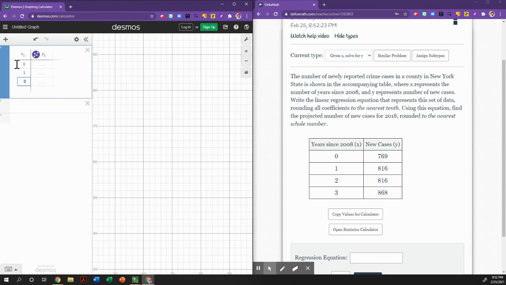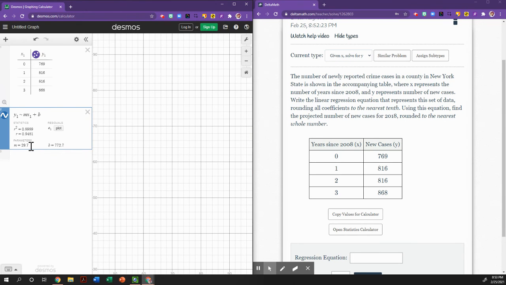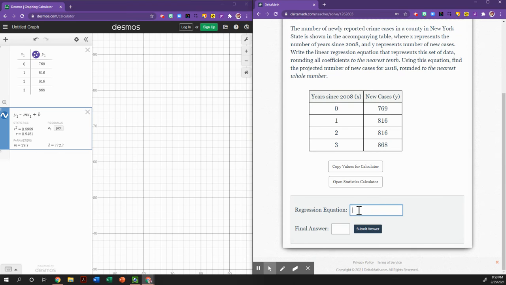So 0, 1, 2, and 3, and then 769, 816, 816, 868. Then I'm going to type in my regression equation here that helps calculate this information. Now I'm going to take this information, and it's already rounded to the nearest tenth, so I'm just going to write here in Delta Math, y equals 29.7x plus 772.7.